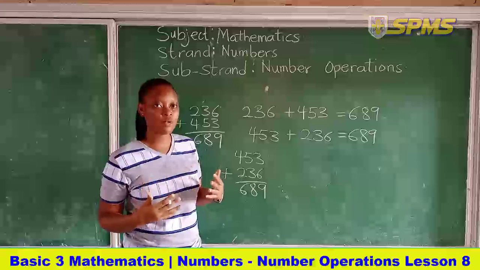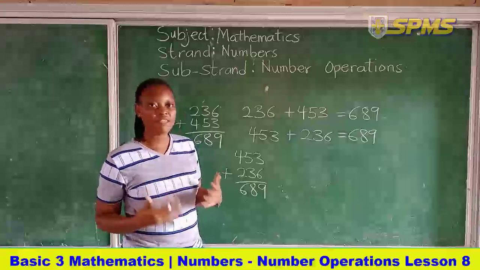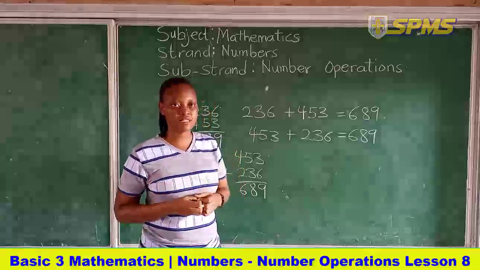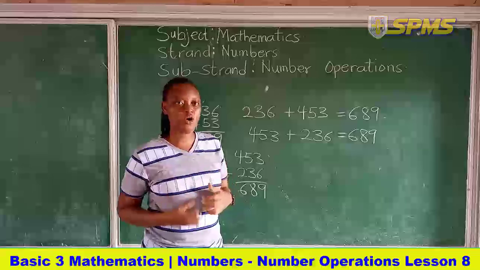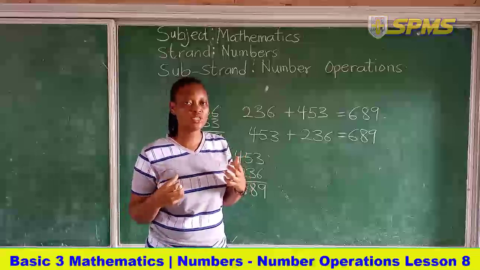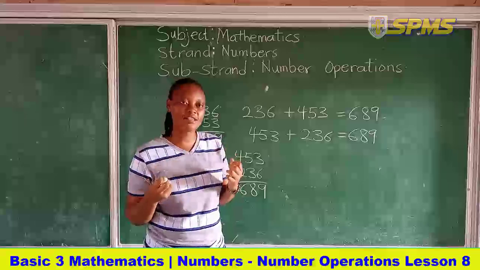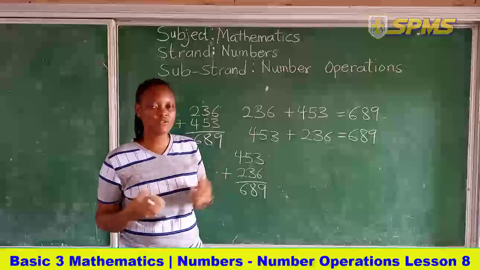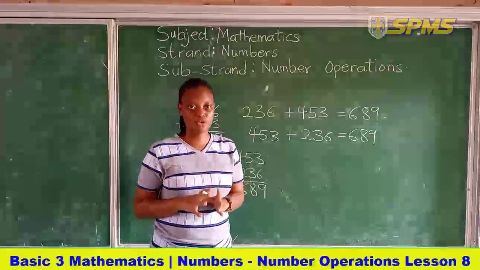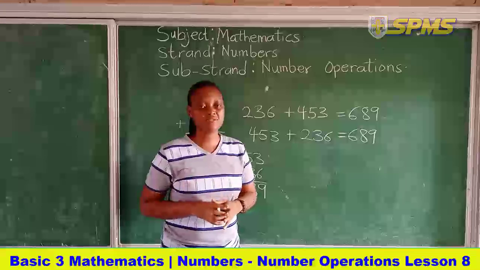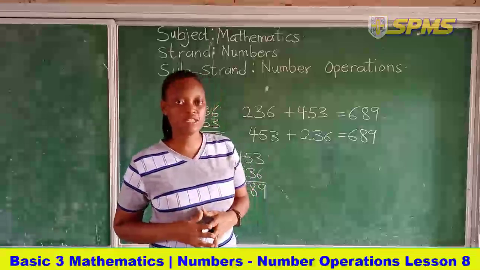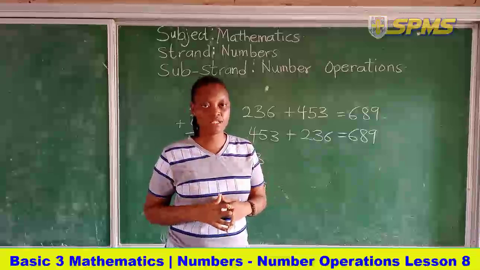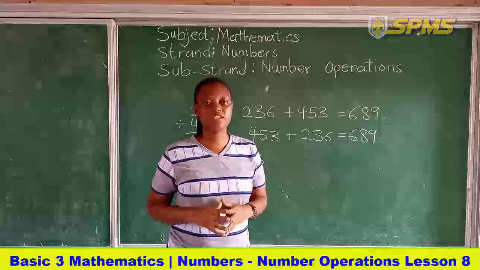We have both numbers having the same answer. So this is what we call commutative. Exchange of numbers shouldn't affect their answer. When you exchange numbers, it should give you the same result. So commutativity, or the property of commutativity, goes with addition and multiplication. Let us look at the multiplication aspect of commutativity.